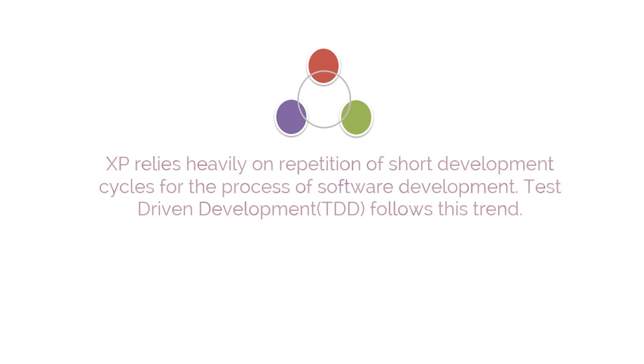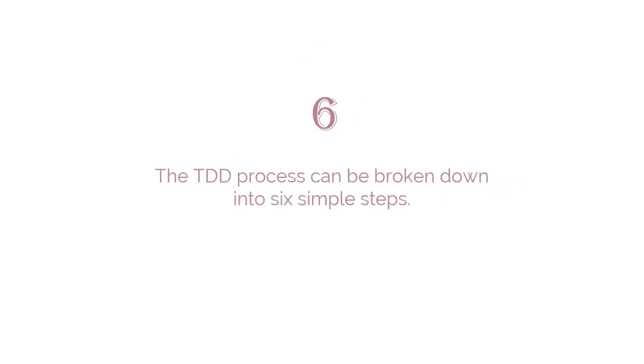First is test-driven development. XP relies heavily on repetition of short development cycles for the process of software development. Test-driven development, or TDD, follows this trend. The TDD process can be broken down into 6 simple steps. Let's list them one by one.